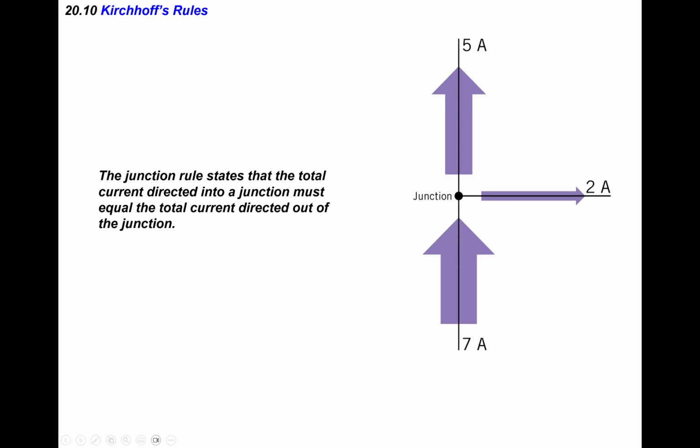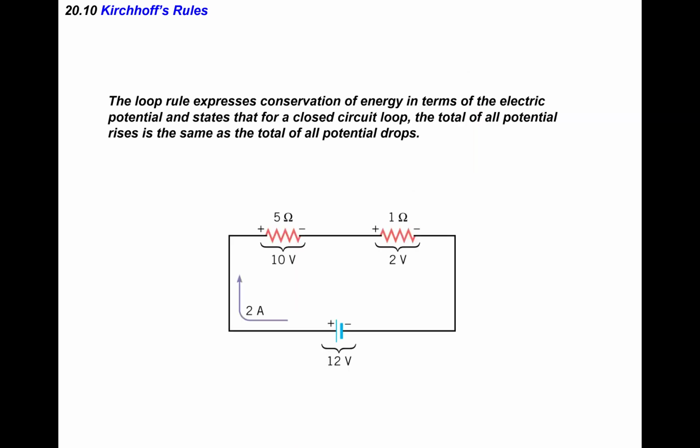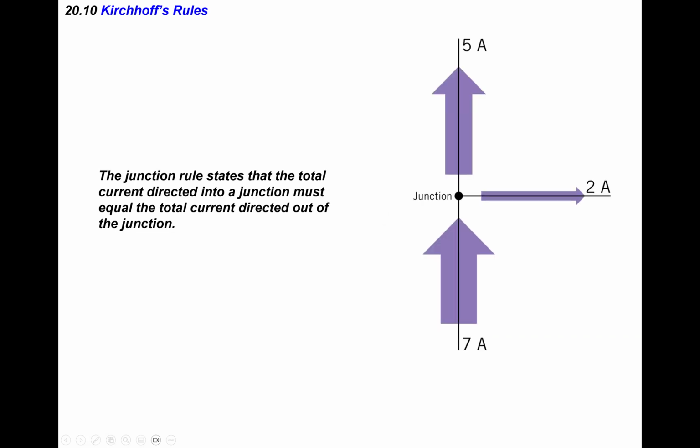So if you have 7 amps going into the junction, you should have the same amount of current going out of the junction. So 7 will be equal to 5 plus 2. Yeah, 7 equals 5 plus 2. That's all. So this is the junction rule, and we also have the loop rule.